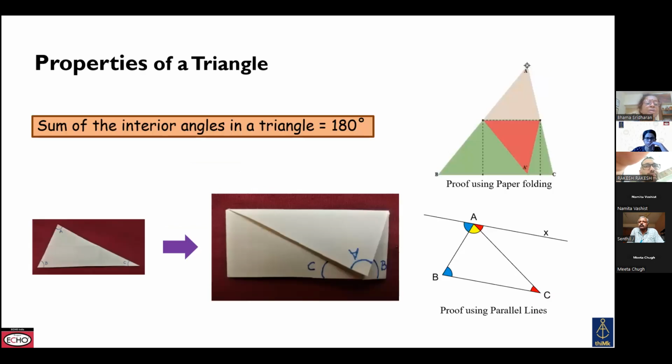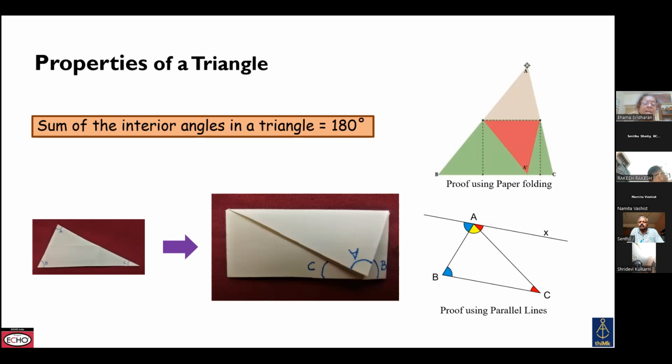So another property of a triangle, which is a very common property, of course, is that the sum of the interior angles in a triangle is 180 degrees. So for this, we take a triangle and then we fold it, right? So you mark the three angles as A, B, C, and then you turn it around, and then you fold it, you bring down the top vertex A down so that it meets the base BC, right? And then you fold the other two angles also, B and C, so you get a nice rectangle as shown to the bottom center.